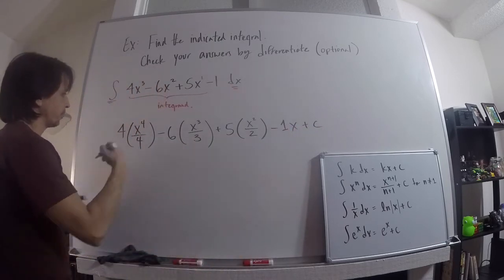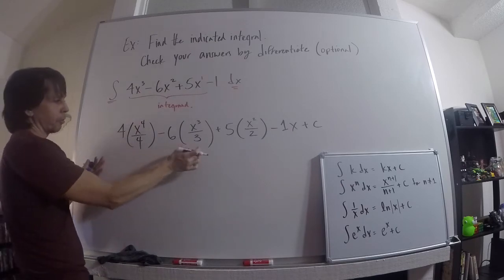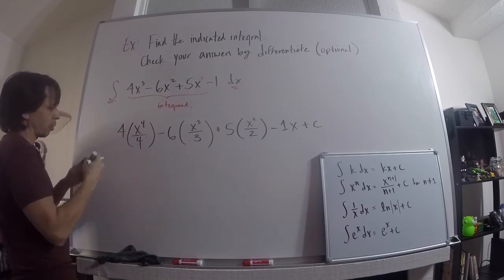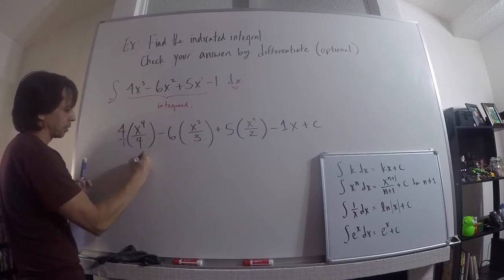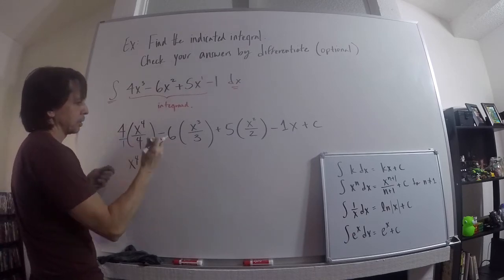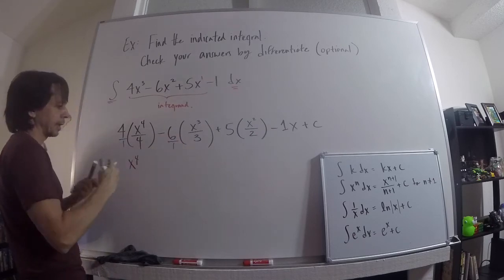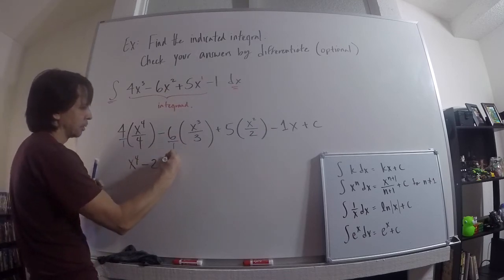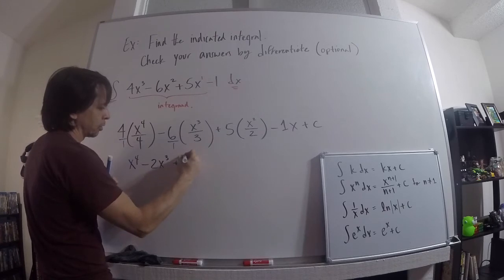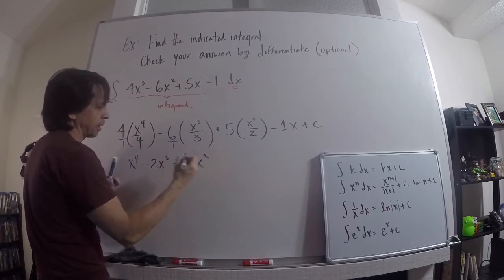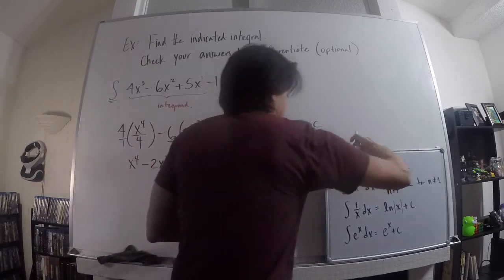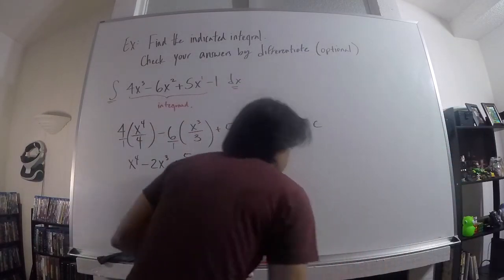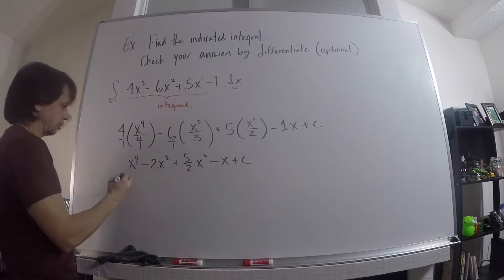All right, let me finish this up. I'm going to reduce all these coefficients. That's like a 4 over 1, and that's going to cancel, so I'm going to get x to the 4th. 6 over 1 times 1 over 3, that's going to cancel, and I'm going to get minus 2x cubed. That one I can't reduce, so I'm going to have a fraction as a coefficient: 5 halves x squared minus x plus c. Okay, and that should be my answer.